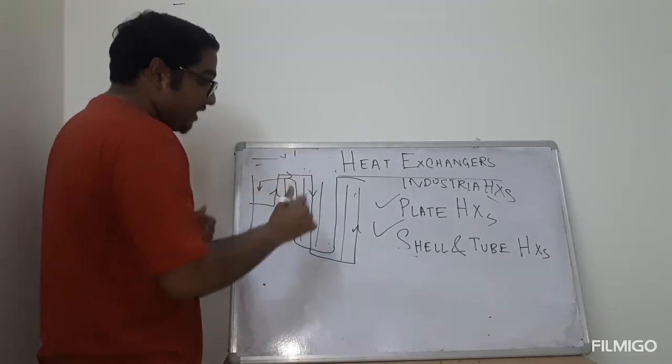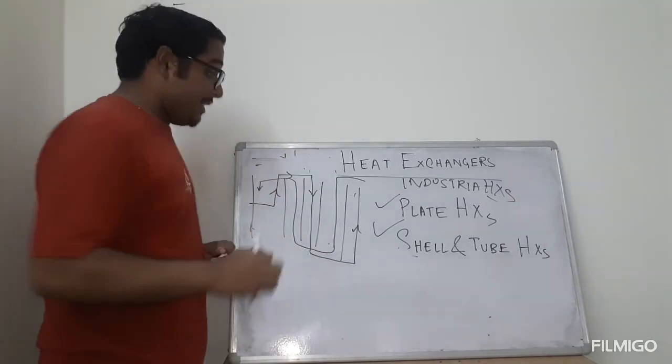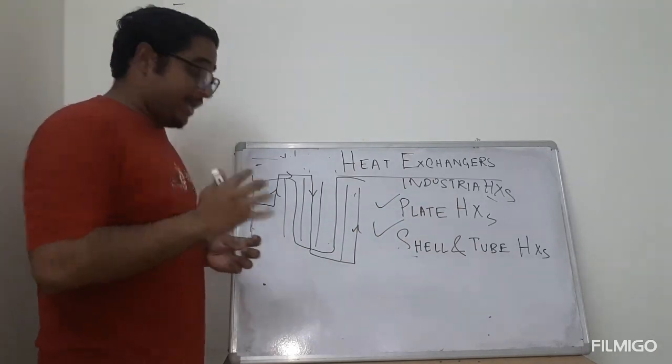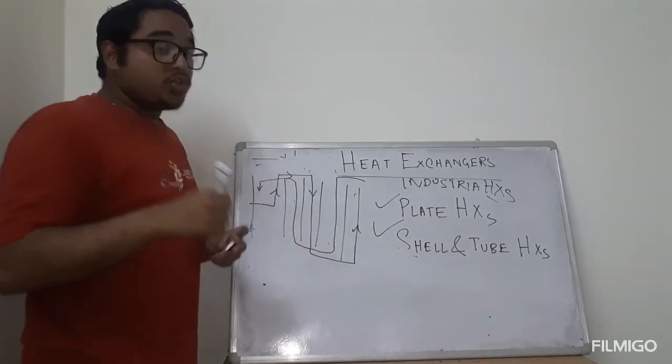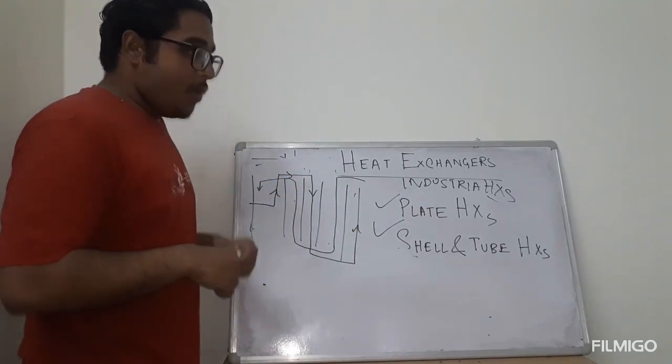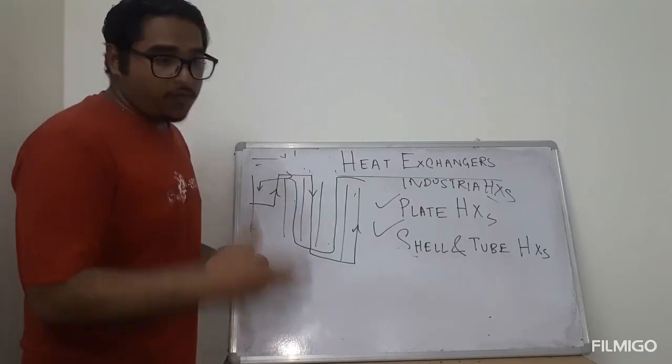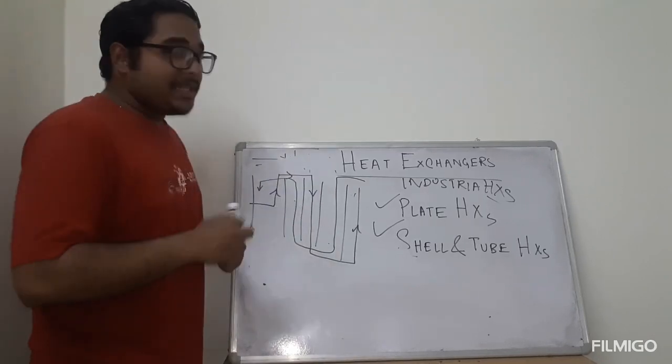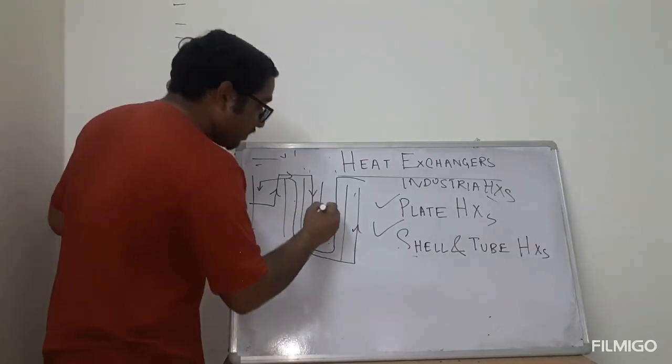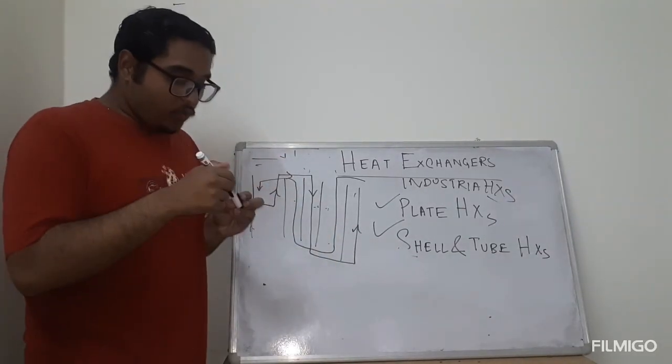So you see that every alternative plate has a cold fluid and every alternative plate has a hot fluid. So in a plate and frame heat exchanger, the frames basically have the hot fluids, the plates have the cold fluids, and there is an indirect heat transfer between the hot fluid and the cold fluid.